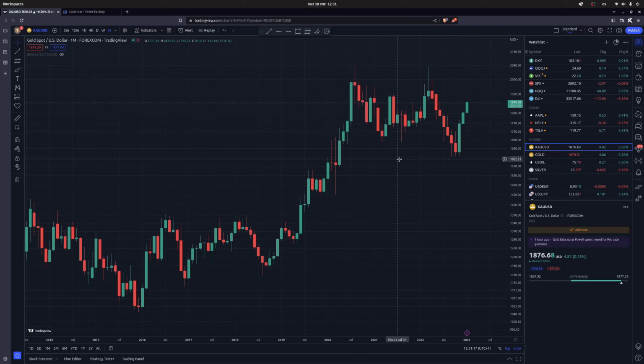I will try to identify major support and resistance levels and analyze recent price movements in order to see if there are possible trade opportunities in the near future. Remember, we only care about price, no fundamental analysis here, just pure price action. So if that sounds interesting to you, stay tuned.